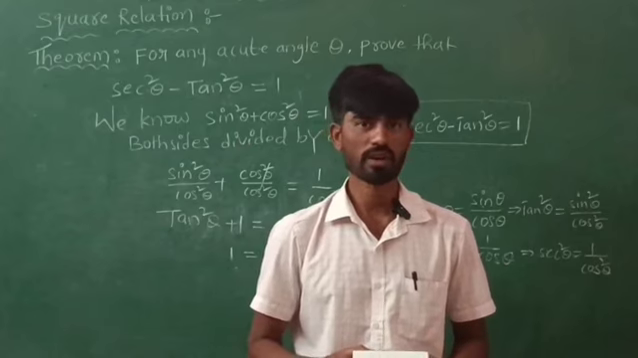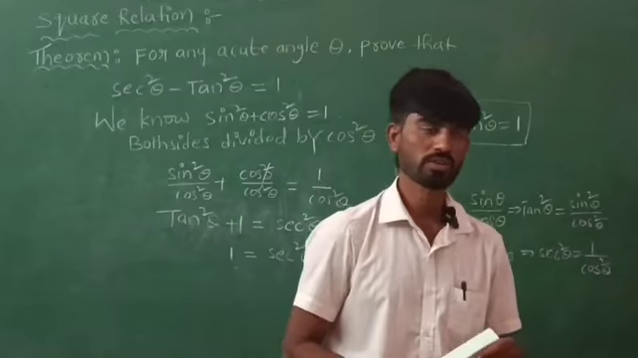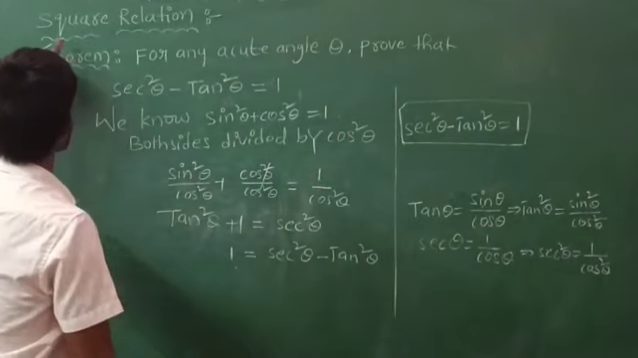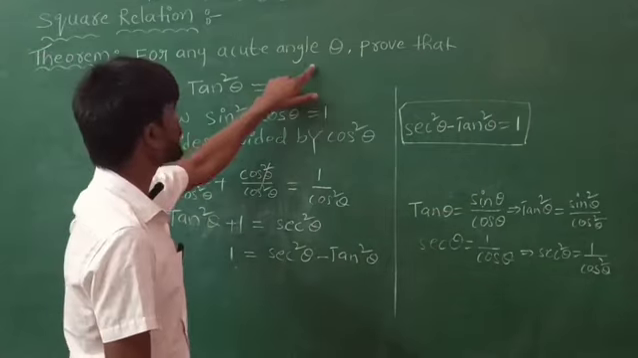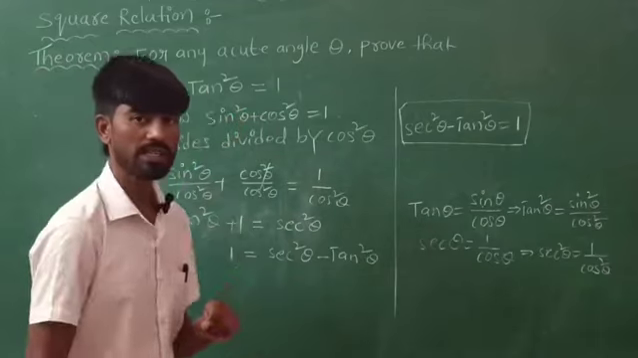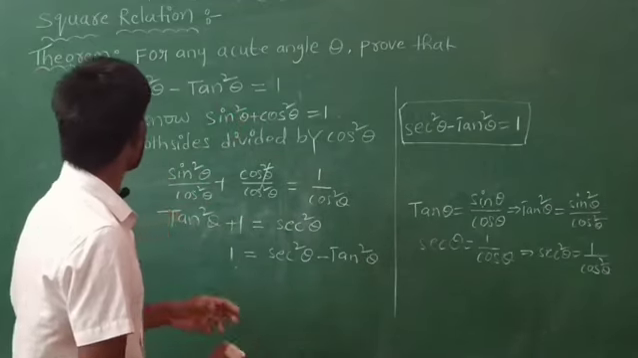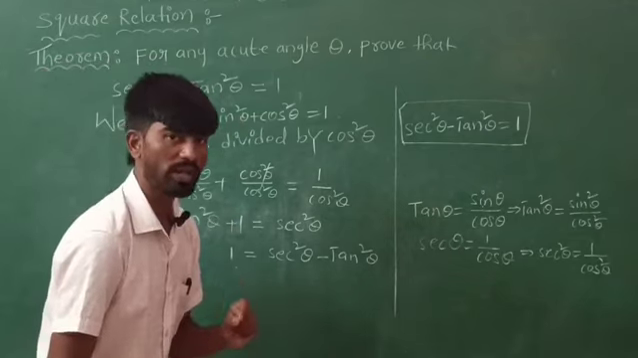This video is useful for 9th class and 10th class students. So today my topic is trigonometry. In the subtopic square relation theorem, for any acute angle theta, prove that secant square theta minus tan square theta is equal to 1. Here our intention is secant square theta minus tan square theta is equal to 1.